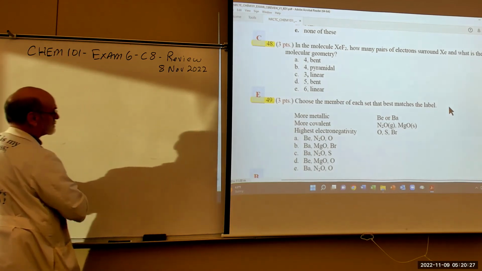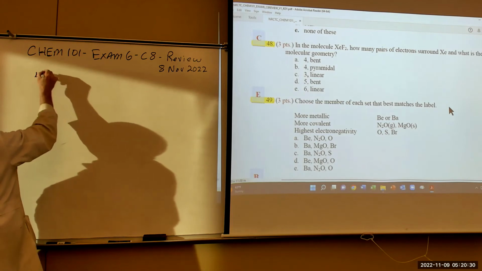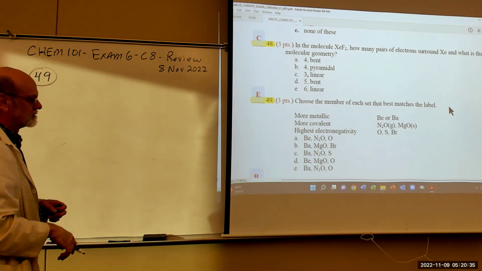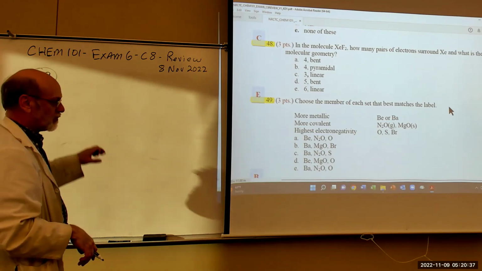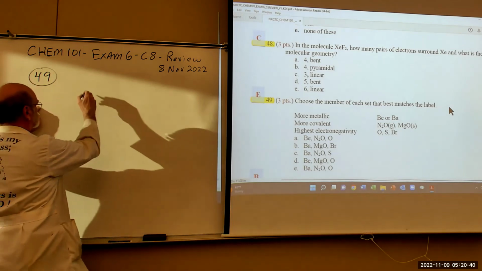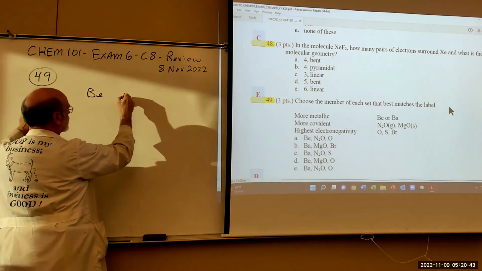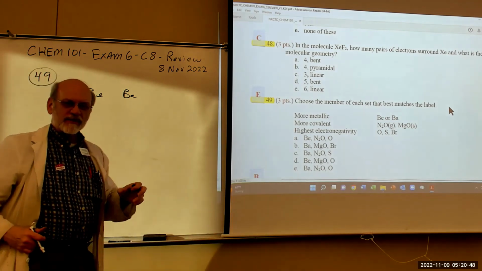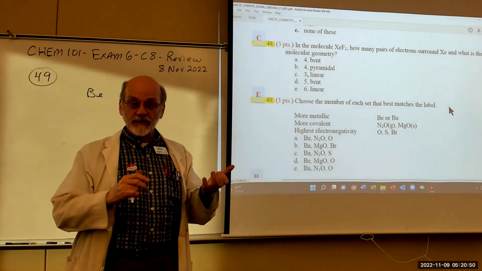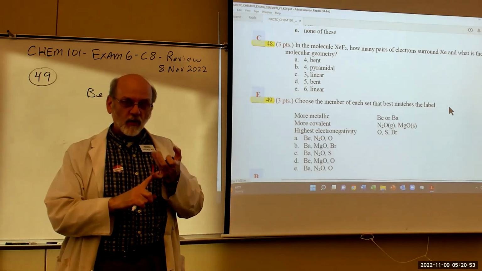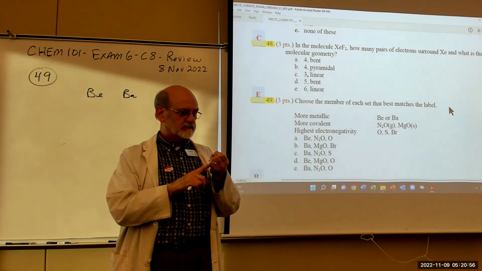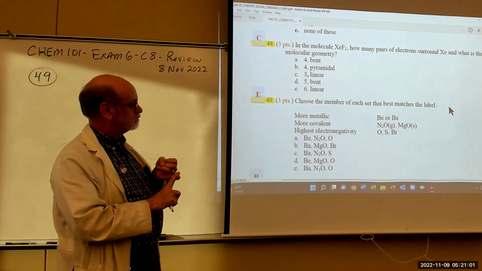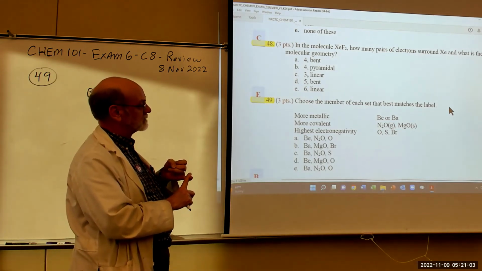All right, 49. Choose the member of each set that best matches the label. Oh, okay. Of beryllium and barium. Beryllium and barium. Which is the more metallic? What we mean by more metallic, several things could be used. The more metallic has lower electronegativity. In fact, that's the best way to think of it.